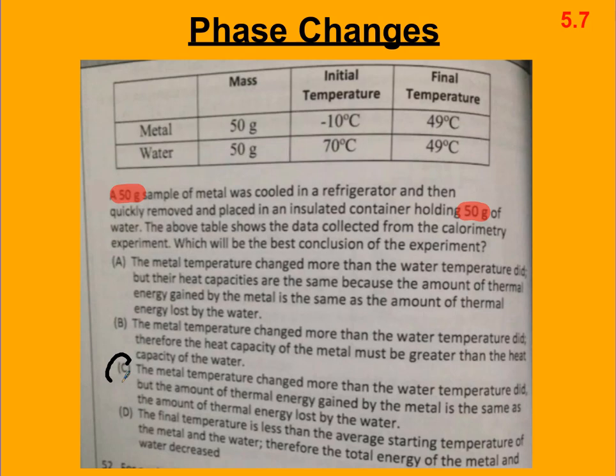So if you said C, you are correct. The metal temperature changed more than the water temperature did, but the amount of thermal energy gained by the metal is the same as the amount of thermal energy lost by the water. So the heat lost had to equal the heat gained. They had differing amounts of delta T because water has a higher specific heat than the metal. Therefore, it required more energy for the water to go up a degree than the metal to go down a degree.